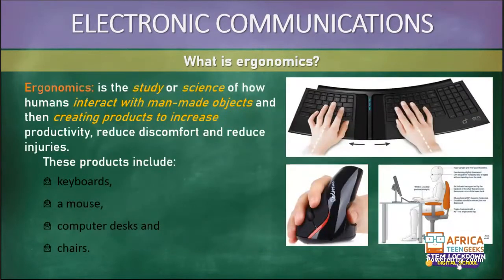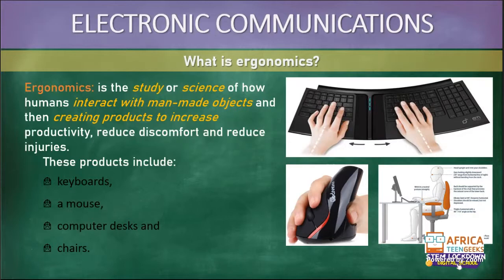Right, what really is ergonomics? This is a study or a science of how humans interact with man-made objects and then creating products to increase productivity, reduce discomfort, and reduce injuries. So I'll go again. It's a study or a science of how humans, now there are humans and what humans produce, right? So how humans interact with man-made objects and then creating products to increase productivity, reduce discomfort, and reduce injuries. These products include keyboards.